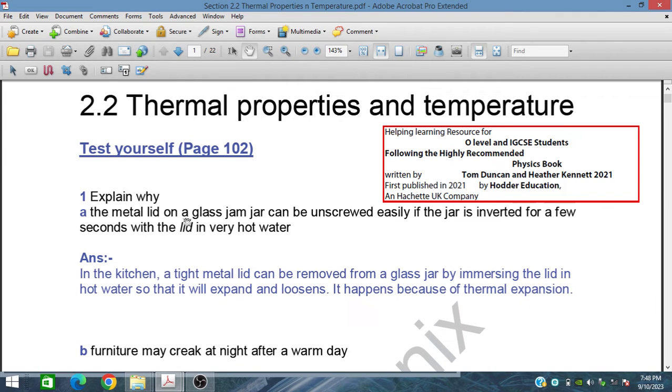Explain why the metal lid on a glass jam jar can be unscrewed easily if the jar is inverted for a few seconds with the lid in very hot water. In the kitchen, a tight metal lid can be removed from a glass jar by immersing the lid in hot water so that it will expand and loosen. On getting the temperature, it will expand. This expansion will help us to open the jar easily. So this thermal expansion helps to open the lid easily.